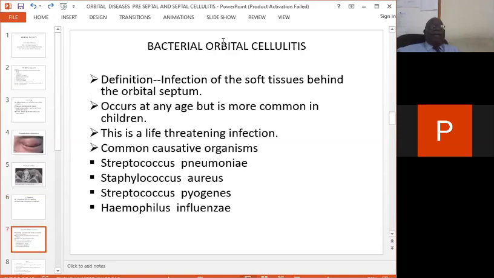Bacterial, this is a variety of the cellulitis. Bacterial orbital cellulitis is infection of the soft tissues behind the orbital septum. Preseptal is anterior to the orbital septum. Orbital is posterior to the orbital septum. So in this one, the bacterial orbital cellulitis is infection of the soft tissues behind the orbit.